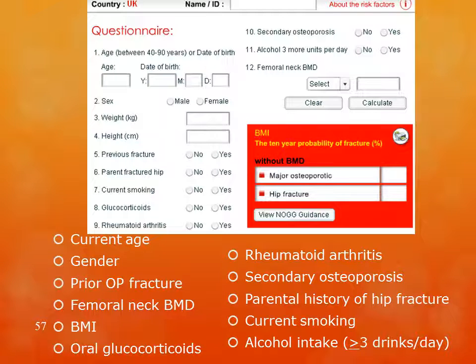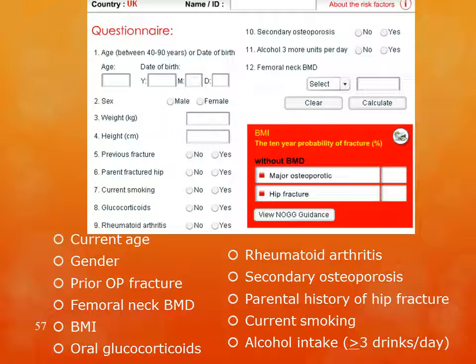What are these risk factors that this FRAX is taking into account? It's looking at your age, your gender, if you've had a prior osteoporotic fracture, the degree of bone mineral density in the femoral neck, your BMI, whether you've taken oral glucocorticoids, presence of rheumatoid arthritis, secondary osteoporosis, etc., current smoking, alcohol intake. All of these things fit right into the algorithm and it pops out a number that's really helpful.